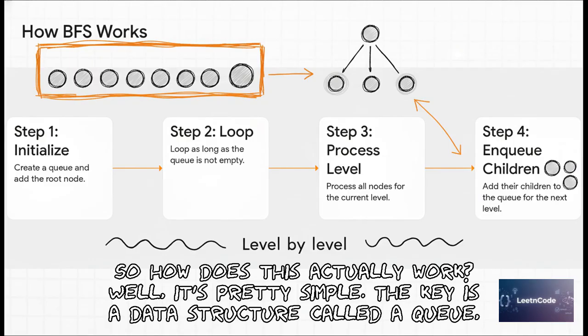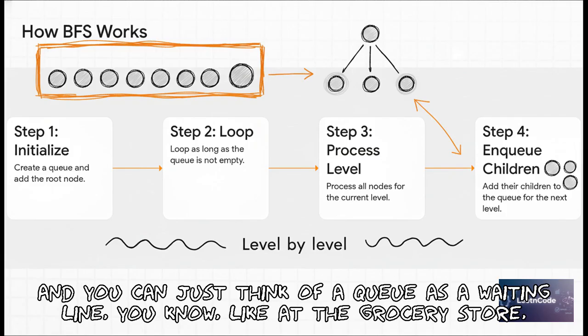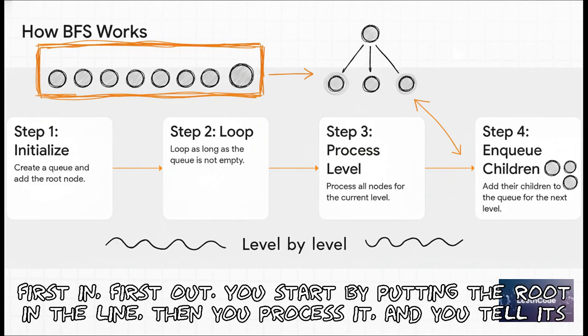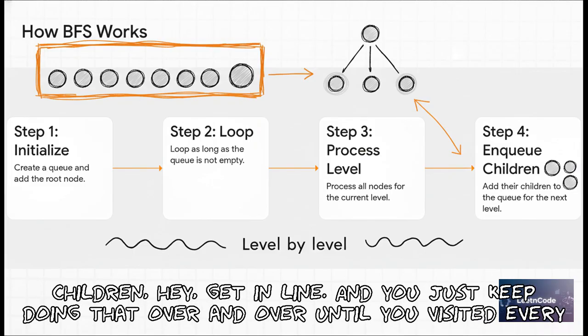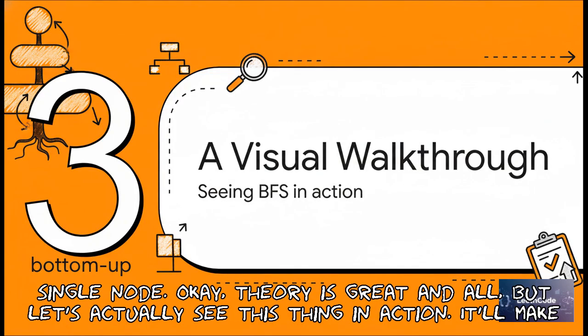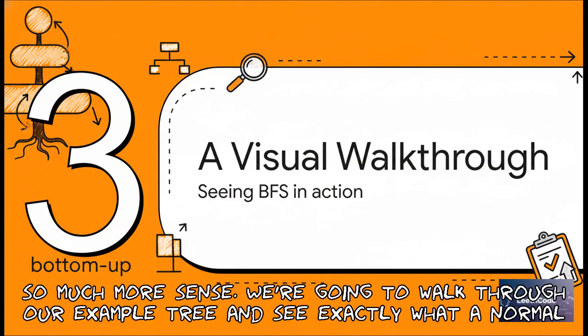So how does this actually work? Well, it's pretty simple. The key is a data structure called a queue. And you can just think of a queue as a waiting line, like at the grocery store, first in, first out. You start by putting the root in the line. Then you process it, and you tell its children, hey, get in line. And you just keep doing that over and over until you've visited every single node. Okay, theory is great and all, but let's actually see this thing in action. It'll make so much more sense.